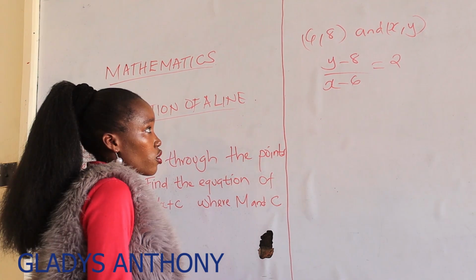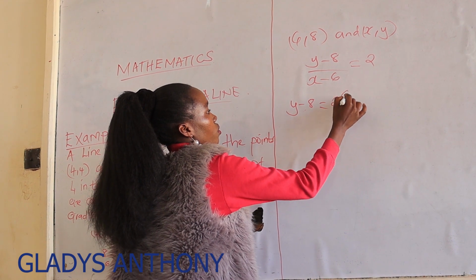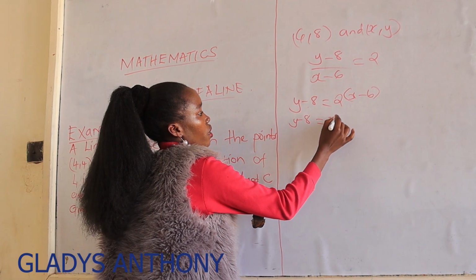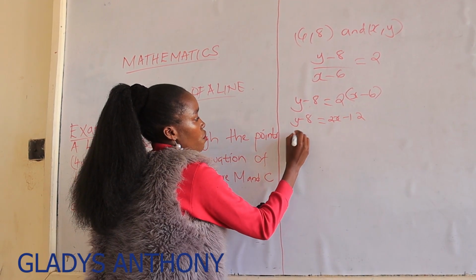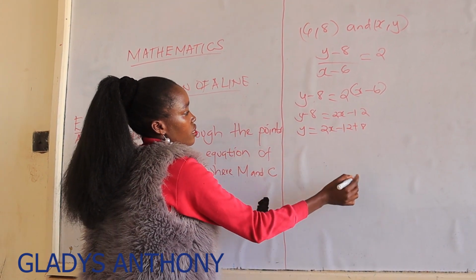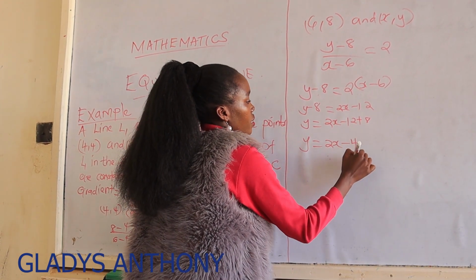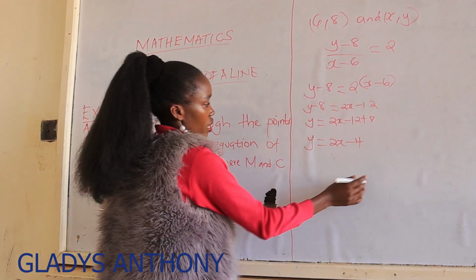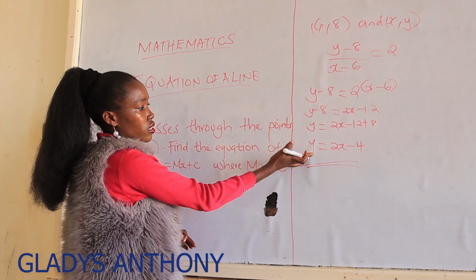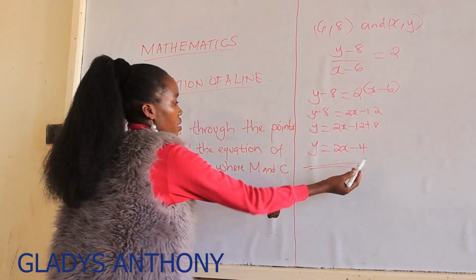should give us a gradient of 2. So we put the equation: y less 8 is equal to 2x less 12. y is equal to 2x less 12 plus 8. We add 8, so y = 2x - 4. Yes, 2x - 4. So this is the required equation of the question. This is y, this is our m, x, and then this is our c.